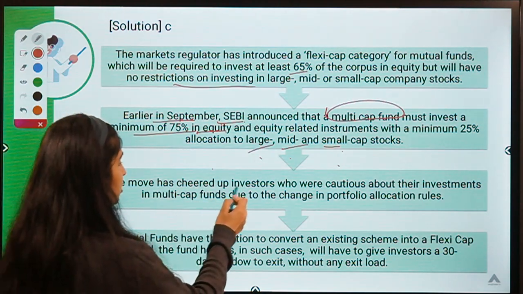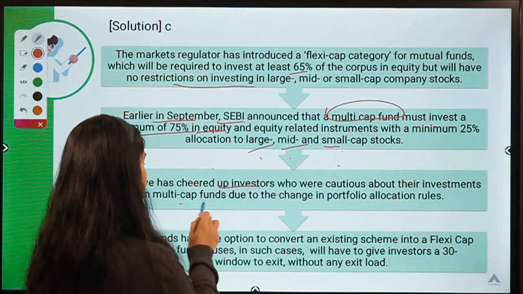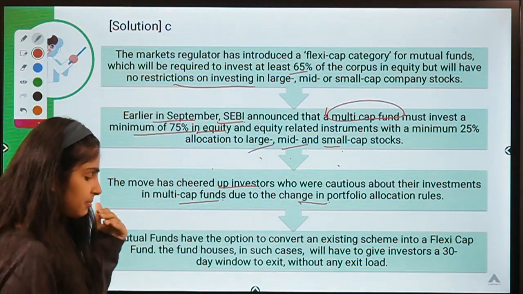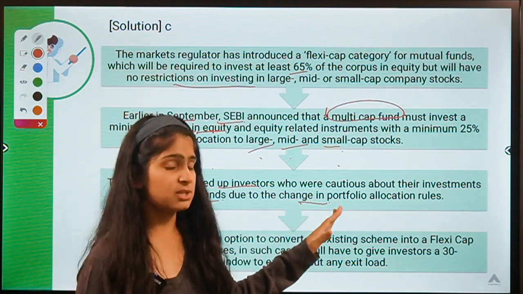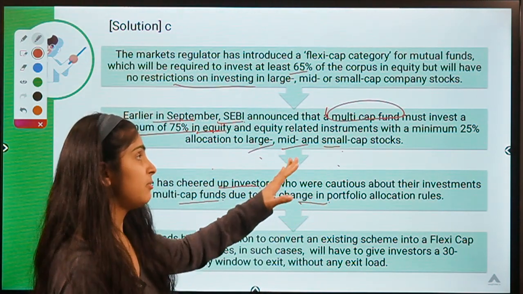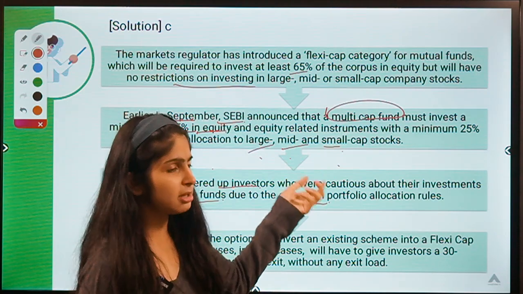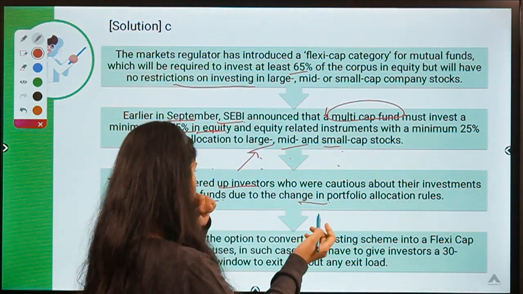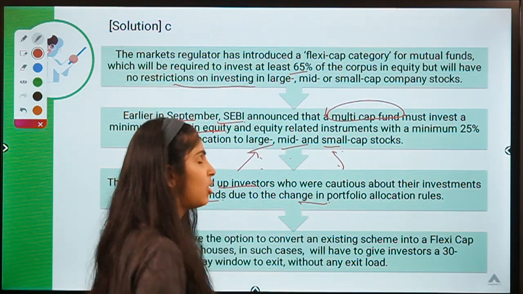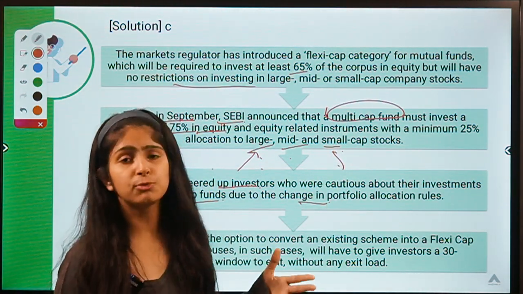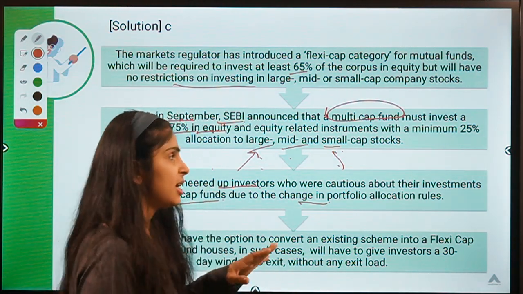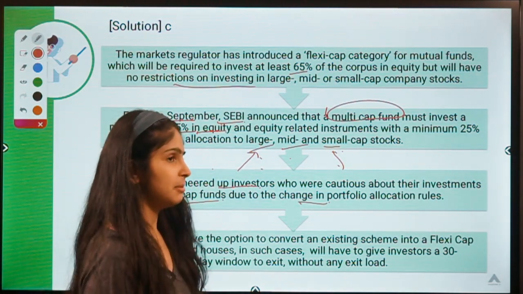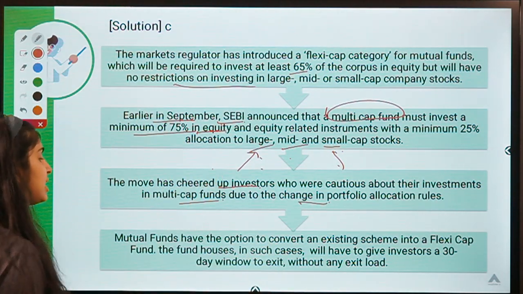So the move has cheered up investors who were cautious about their investments in multi-cap funds due to the change in portfolio allocation rules. See, many investors were cautious then because SEBI came up with such tight rules, and many investors who wanted most of their investments in large cap or most of their investments in small cap were doubtful of their investments because things change. Now under flexi cap funds, they do not need to change much. They can simply invest into flexi cap funds.